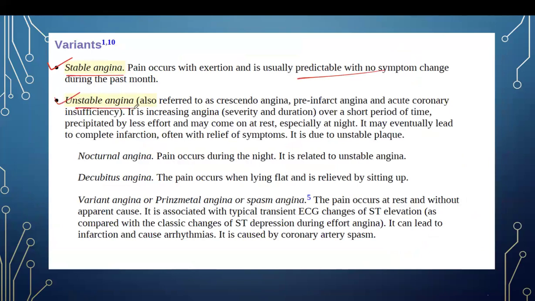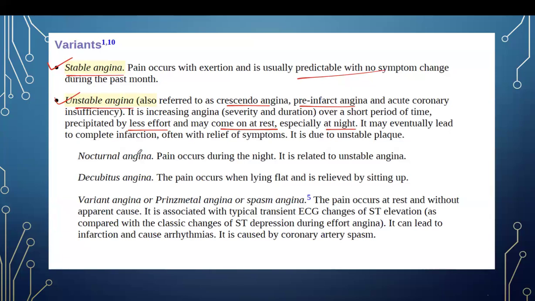What about unstable angina? It has other names like crescendo angina, pre-infarct angina. It is increasing angina over a short period of time, precipitated even by less exertion, and it can even come on at rest, especially at night. So this is like pre-infarction. Left untreated, within weeks or days this patient will end up having a full-blown myocardial infarction, because there is an unstable plaque that can cause complete blockage at any time.